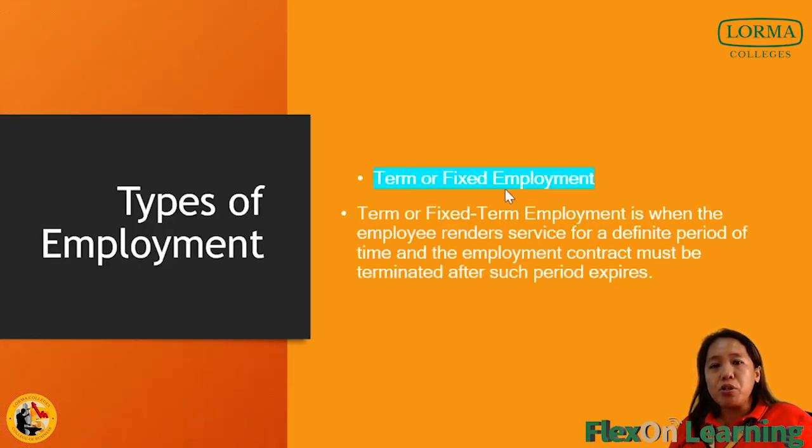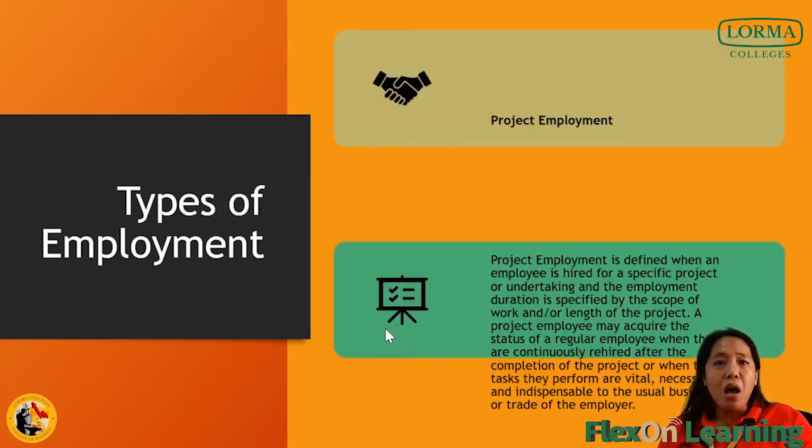So we have also term or fixed employment. From the word term or fixed, there is a certain definite period of time. So a contract is usually signed by the employee and the employment dates are very specific. For example, a period of 6 months or a period of 12 months. Okay? That's what we call term or fixed-term employment. Are we considered regular? No. Probationary? No. You are under term fixed employment.